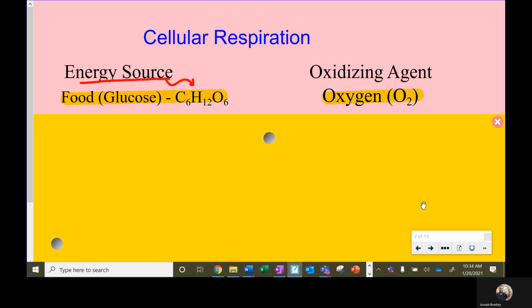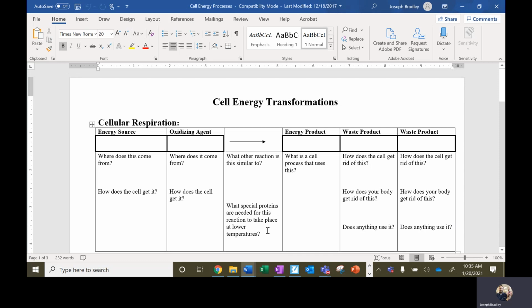For the most part, what you are going to be asked to do is memorize the chemical formulas or chemical equations for both cellular respiration and photosynthesis. So you have a table that looks like this. For cellular respiration, I have it broken down so that you will be identifying the energy source and an oxidizing agent, which would be the reactants, and then these three things would be the products: an energy product, a waste product, and another waste product.